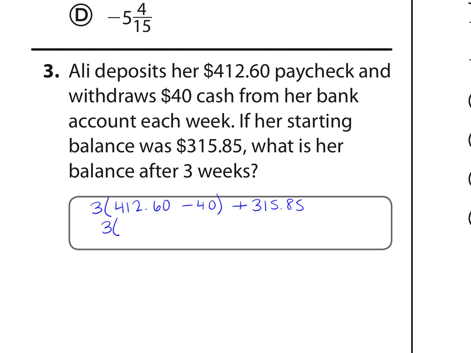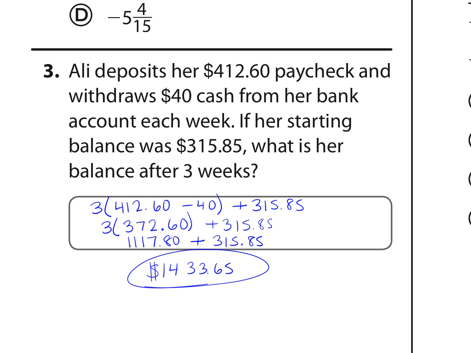So 3 times this group in the parentheses, $412.60 minus 40, means that she is actually adding a total of $372.60 to her account every week, because that's really in effect what she's gaining. And then we add $315.85 to that. Now, for 3 weeks, she's doing this. So she's gaining in 3 weeks $1,117.80. And she started with $315.85. So she will end up with $1,433.65 in her account balance after 3 weeks.